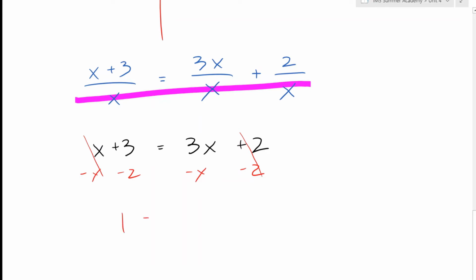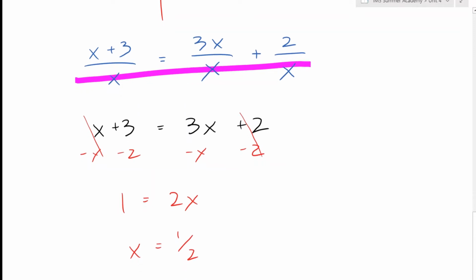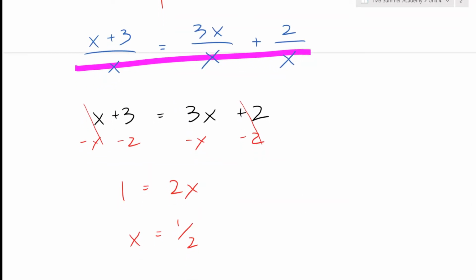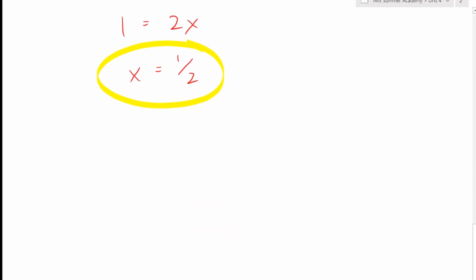So we get 1 equals 2x, or x equals 1/2 when I divide both sides by 2. And if you want to check, plugging that back in does not create an extraneous solution, does not create a 0 anywhere, so we're okay again. Let's get a little bit more complicated, because sometimes we're actually going to run into a situation where there's more than one answer.